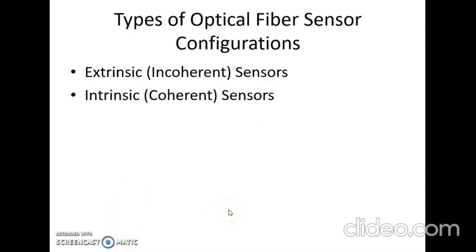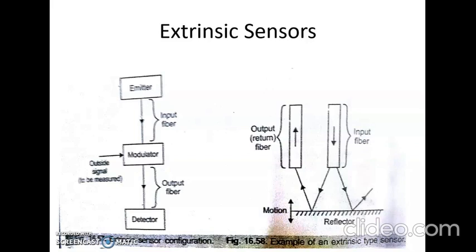Now let us see types of optical fiber sensor configurations. Basically, there are two types of optical fiber sensors: extrinsic sensors and intrinsic sensors. Extrinsic sensors are also called incoherent sensors, and intrinsic sensors are called coherent sensors. Now let us discuss extrinsic sensors.